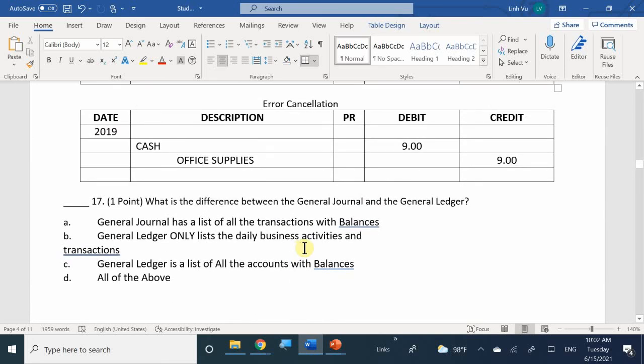Any questions there? No. Okay. Last but not least, question number 11. What is the difference between the general journal and the general ledger?